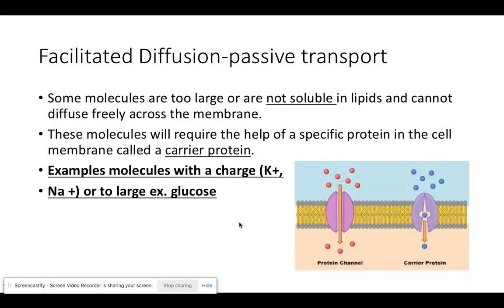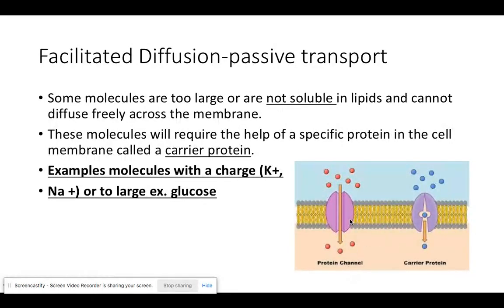So those are all examples of passive diffusion. Passive diffusion is where it just happens naturally through the cell membrane. Nothing is really needed at all. It'll just go ahead from an area of high to low. Facilitated diffusion does the same thing. It's still diffusion, and it's still passive. No energy is needed. And it still goes from an area of high concentration to an area of low.